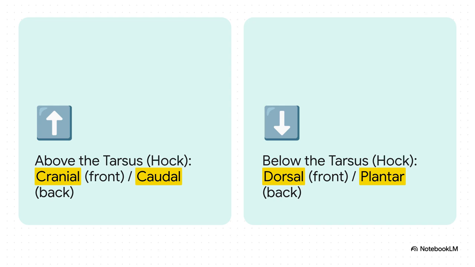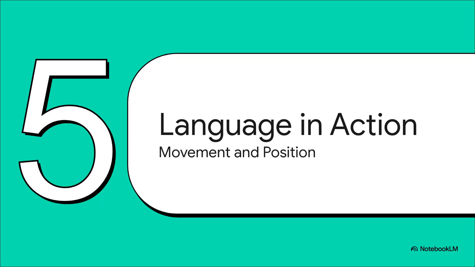The hind limb works almost the exact same way. Above the hock, it's cranial and caudal. Simple. But below the hock, the front is also called dorsal, but the back is now plantar. For that one, just think about planting your foot on the ground. So palmar for the front paws, plantar for the back paws. Phew, okay, we've covered the map and the GPS coordinates. Now let's put this language into action and see how vets talk about movement, and even how an animal is just lying on the table.